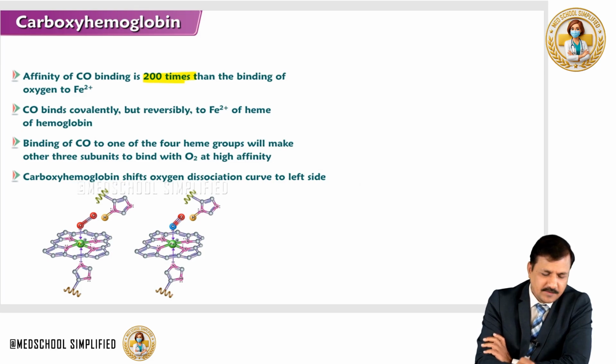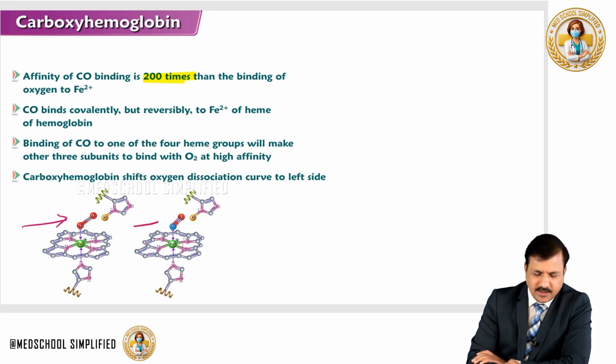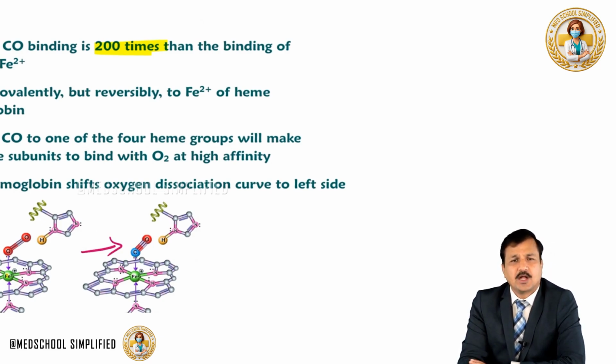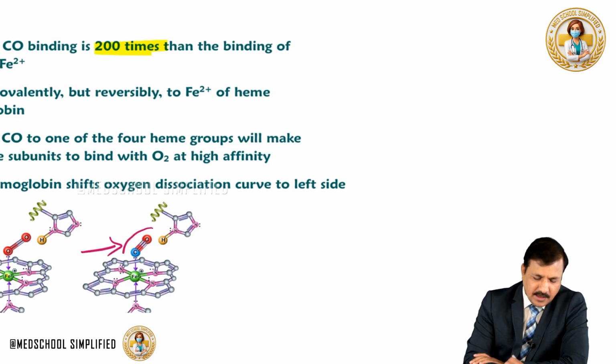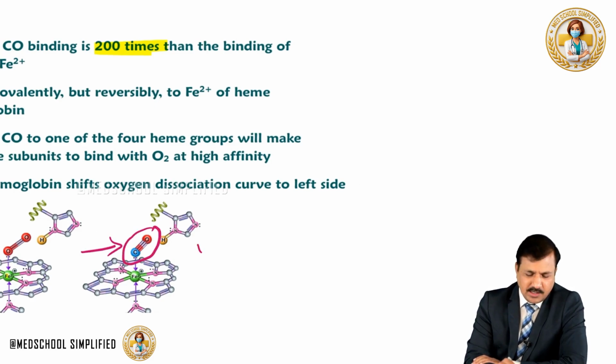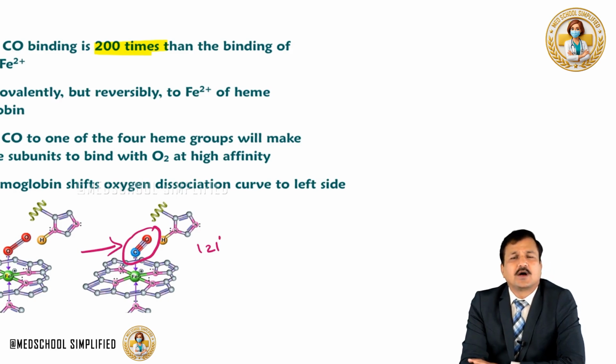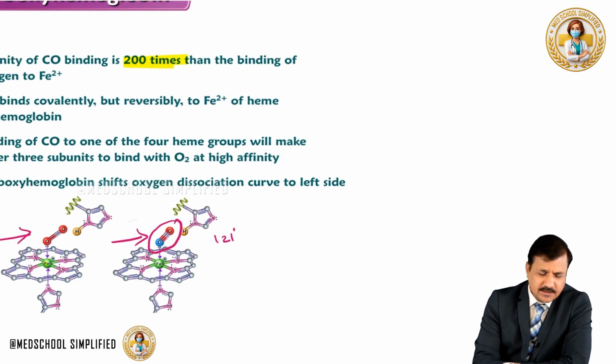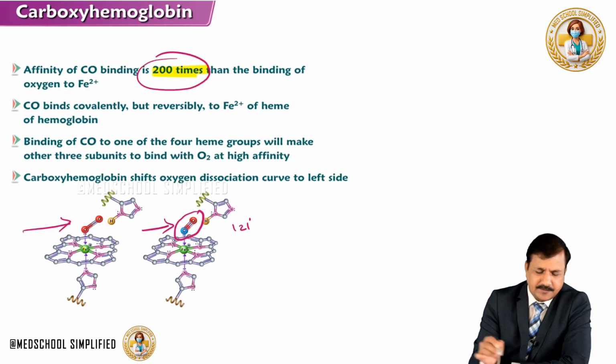As it is shown here in the figure, the first figure shows oxygen binding to the ferrous iron in the heme of hemoglobin, whereas the second figure shows binding of carbon monoxide to the heme of hemoglobin. Although the angulation here, that is the 121-degree angulation of binding of carbon monoxide to the ferrous iron, is a non-favorable angulation, still, with the non-favorable angulation, the affinity of carbon monoxide is 200 times that of oxygen.